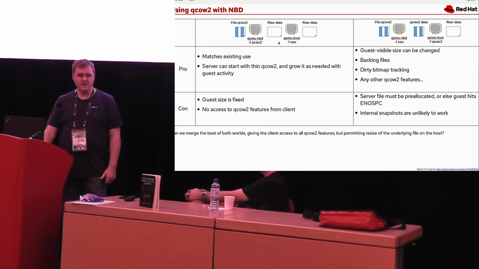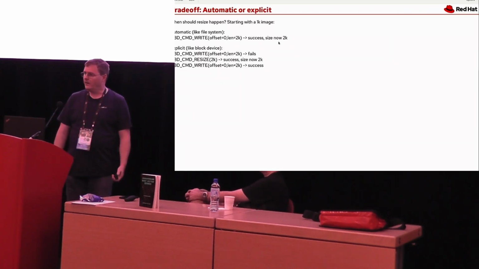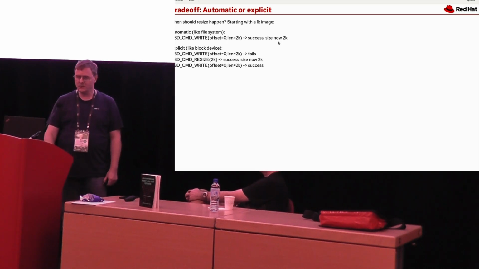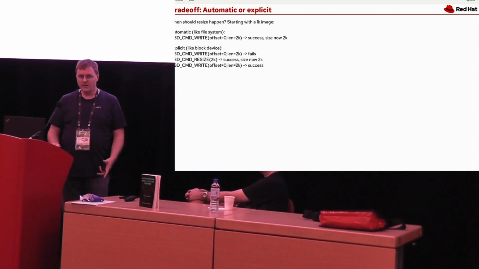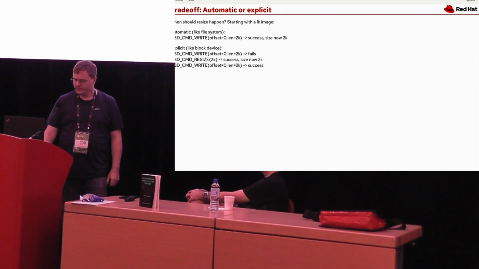So the next feature we plan on adding to QEMU, to NBD Kit, to all of these, is a resize feature. Now, in implementing this, we have to make some design decisions. Do we want it automatic, like a file system, where if you write beyond the file, then the server automatically resizes it to care for you? Or maybe we want it more explicit, like a block device. If you write beyond the end, you fail, but you can then use a resize command, resize it explicitly in band, or even with an out-of-band means, have the server do a resize behind your back, and then when you retry, now that it's bigger, it succeeds.